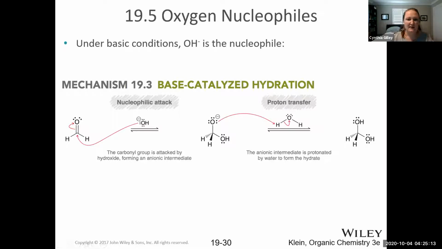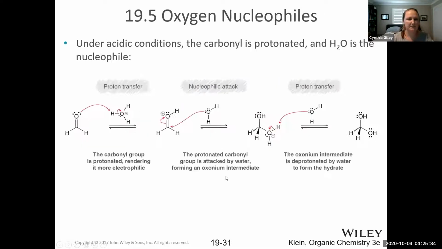And because water, hydroxide, even though you might not think of it as a good leaving group, it is a good enough leaving group in these particular conditions such that the reaction is reversible, and we can kick out hydroxide in the reverse direction as a nucleophilic attack.